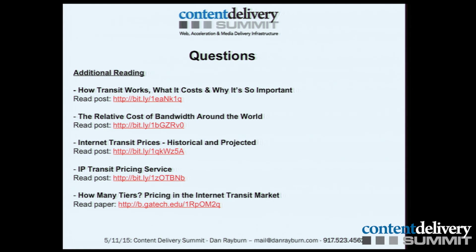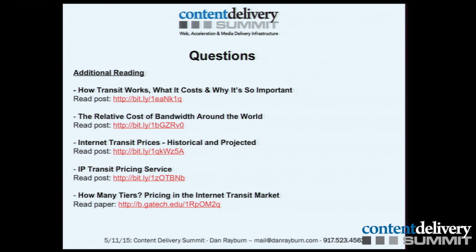Then you have internet transit prices, historical and projected, from somebody who I trust. You have an IP transit pricing service, so there are also some companies out there who have a database of transit pricing from more than 100 different locations around the world. So if you're looking for transit pricing and you want really, really granular, detailed information, you can actually go and hire companies who will do that for you.